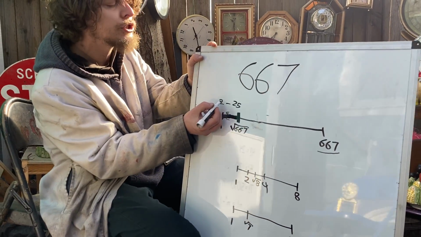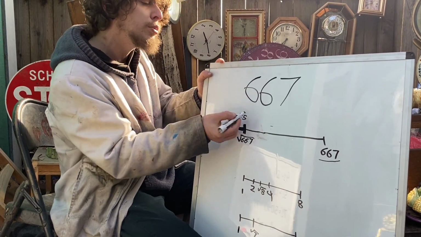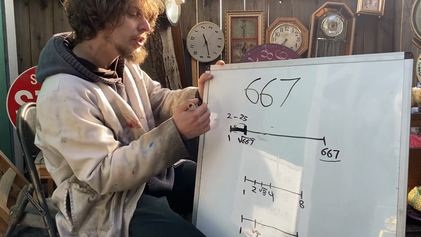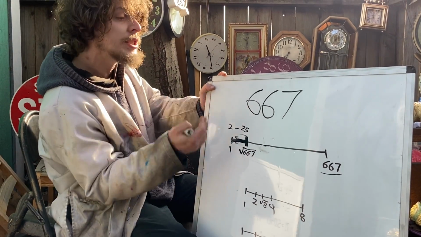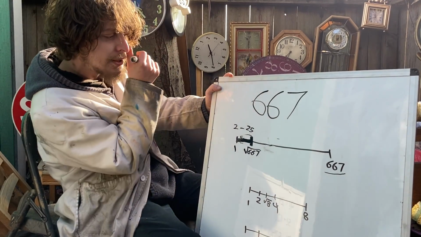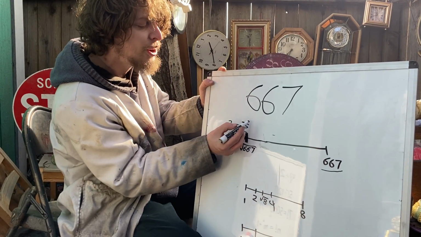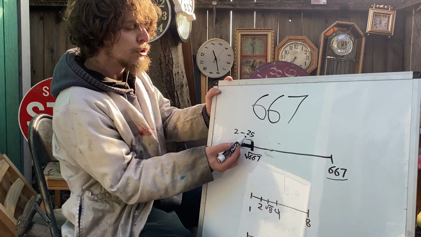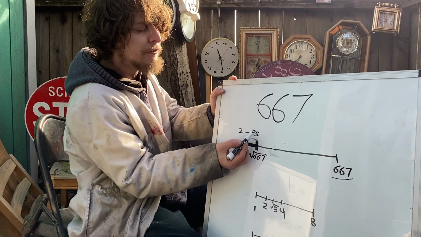So if I were to check all the numbers from 2 through 25 as to whether they divide 667 without a remainder, I would be set on checking its prime status. But I don't even need to check all of these numbers, because if 25 was able to divide it, 5 also would have been able to divide it.